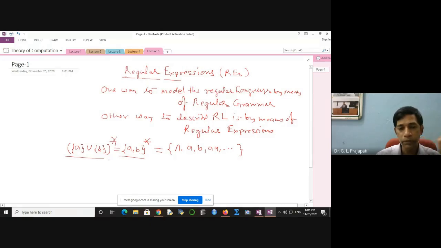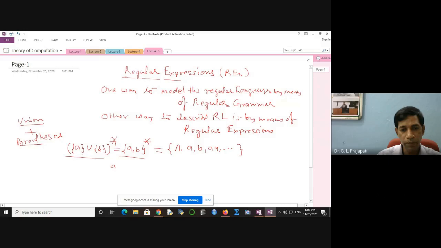In a regular expression, we write this union by replacing it with the plus sign. So union we are going to replace with the plus sign. And curly braces we are going to omit, and we can use the parenthesis for making groups. So parenthesis we will use in the regular expression.